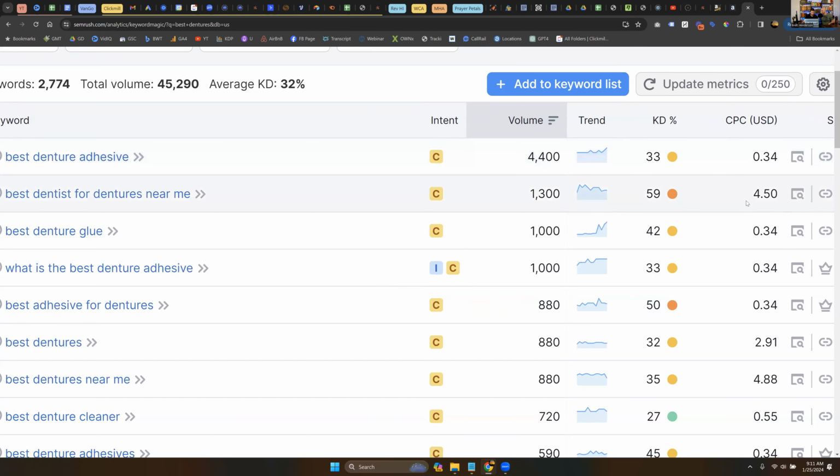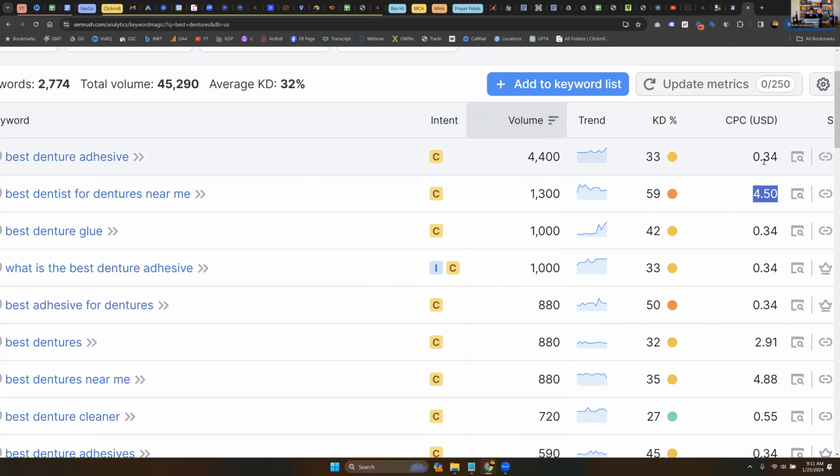Now you'll notice over here, best dentist for dentures near me, you've got $4.50. Why? I don't know anything about dentures, but it sounds like you're going to go to the dentist, they pluck out some stragglers, mold your face for dentures, and there's probably a process. So it's going to cost more, and they can pay more per click because their margins are higher, their gross profit per sale is higher.